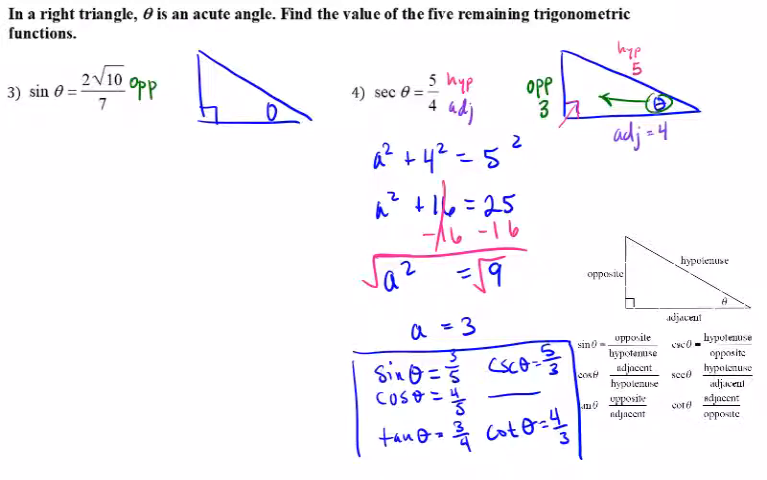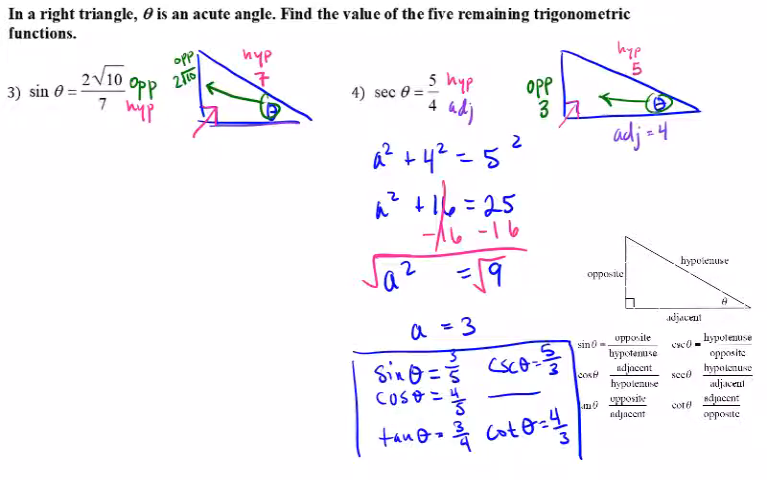Okay, so that is the one across right here, the 2 root 10. All right, and then they also give us the hypotenuse, right? That's what the denominator is. So the hypotenuse is across from the right angle, and so that's 7. All right, so now let's find the adjacent.